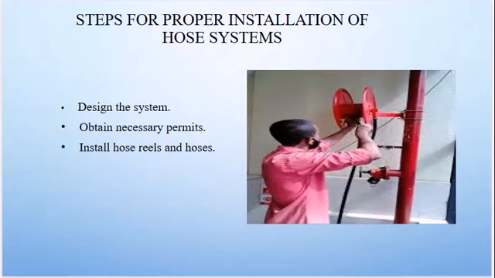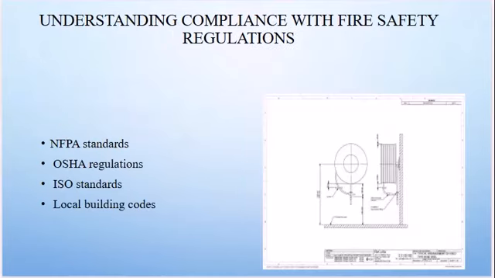Steps for proper installation of hose systems. Proper installation of hose systems includes designing the system and obtaining necessary permits. Installing hose reels and hoses is critical for compliance and effectiveness. Understanding installation requirements supports overall fire safety management. Regular assessments ensure that systems are installed correctly. Training staff on installation procedures enhances emergency preparedness.